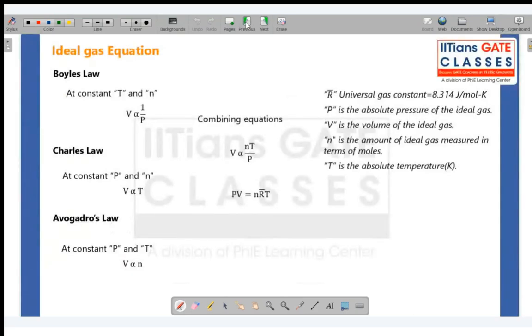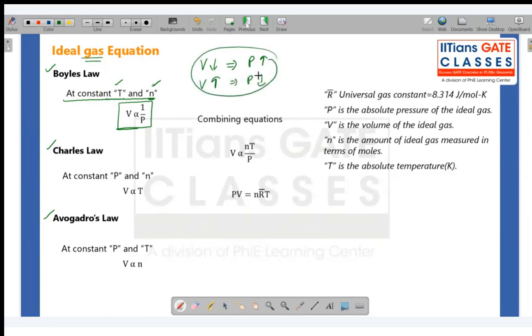Okay. So for the ideal gas law, there is not much to say, I think you have already learned this in 11th and 12th. Basically, the ideal gas law is defined using three laws: Boyle's law, Charles's law, and Avogadro's law. Boyle's law says that at constant temperature and number of moles, volume is inversely proportional to pressure. It is experimentally defined. They kept temperature and number of moles constant, and saw that when volume decreases, pressure increases, and when volume increases, pressure decreases. That means they are inversely proportional.